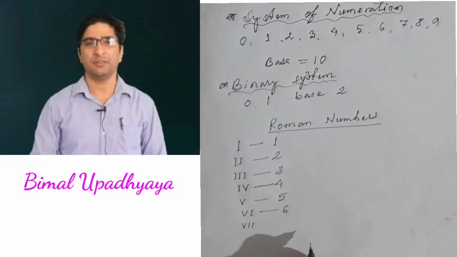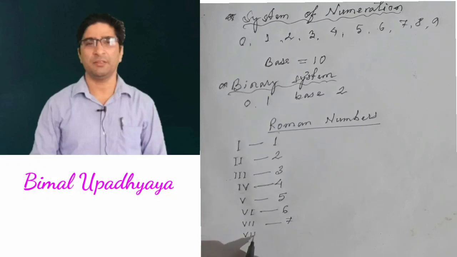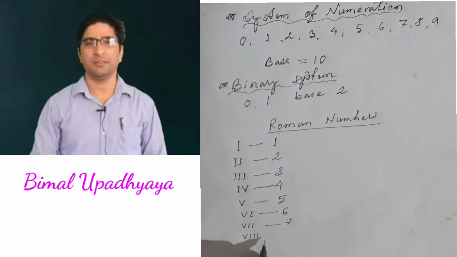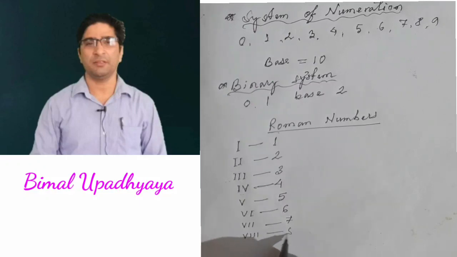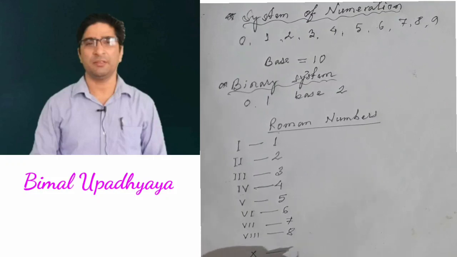Similarly, now 7. V, I, I, this is 7. Now 8. V, I, I, I, this is 3 times maximum repetition, it's 3 times repeated. It is 8. Now 9. Before going to learn 9, we should know 10. So this X is 10. X is 10. Now the same rule to get 9.